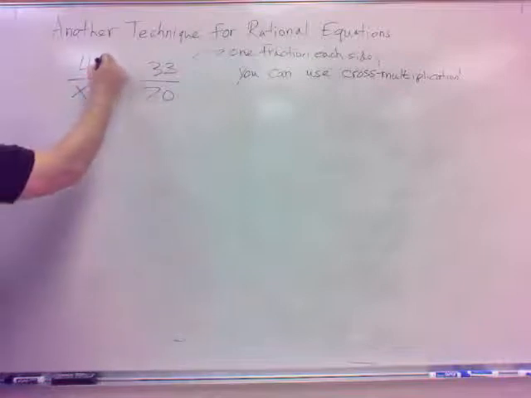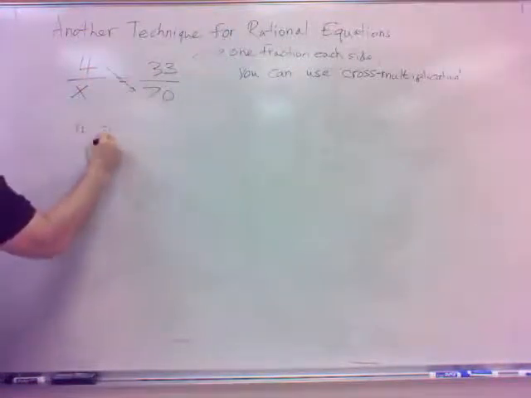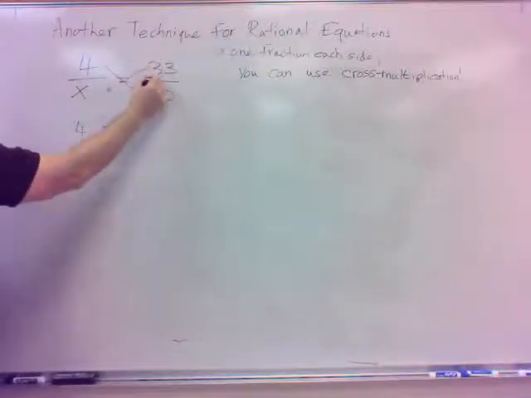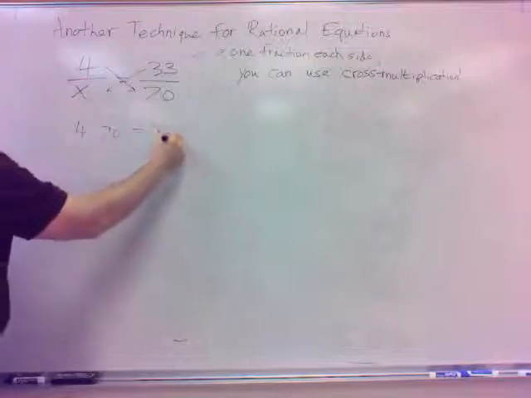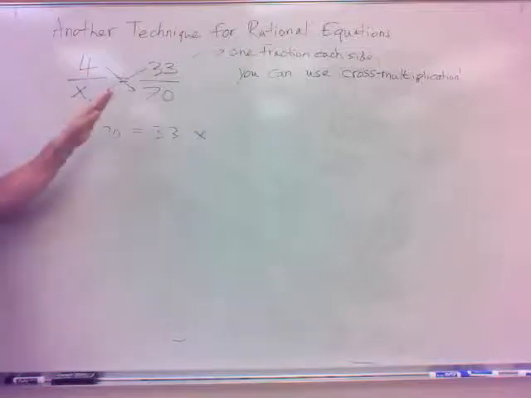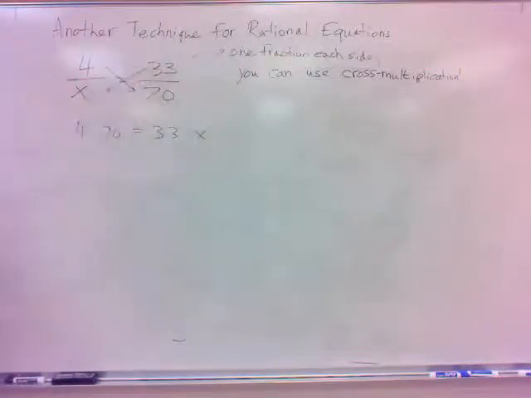By cross multiplying, I mean take the top here times the bottom over there, 4 times 70. It turns out that equals the other cross product, 33, the top over here, times the bottom on the left, 33 times x. That will always be true. Numerator on the left times denominator on the right equals the numerator on the right times the denominator on the left. Crossing, multiplying. Okay? That helps us, because now we can solve that.